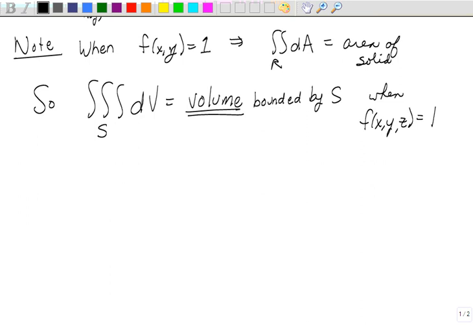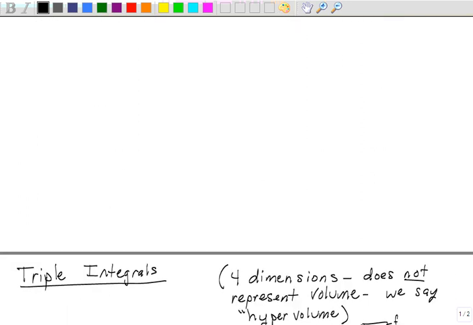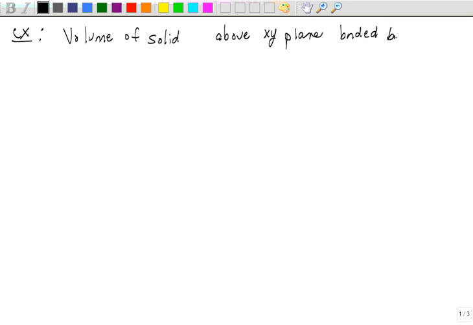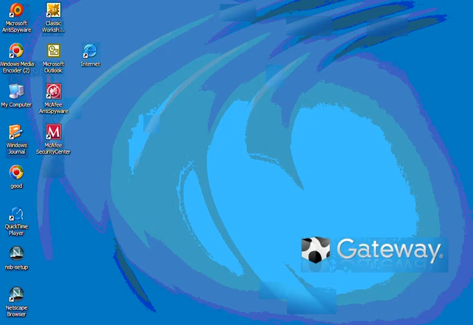Okay, so let's do an example. I want the volume of the solid above the xy plane bounded by these two functions. Let's use Maple to look at these.